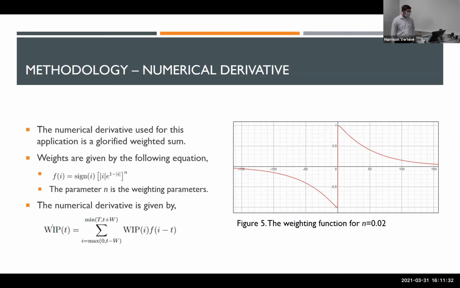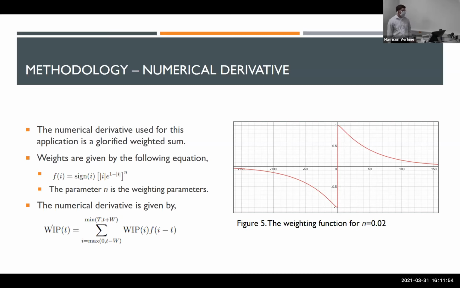High values of n yield weighting schemes that decay quickly. That is, values close to 0 will be weighted significantly higher than values far away. Low values of n decay more slowly. Values are weighted more evenly. Through experimentation, it's found that a value of n equals 0.02 works well for this application.